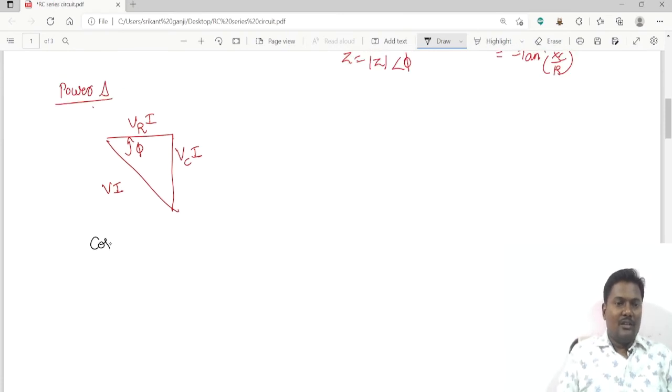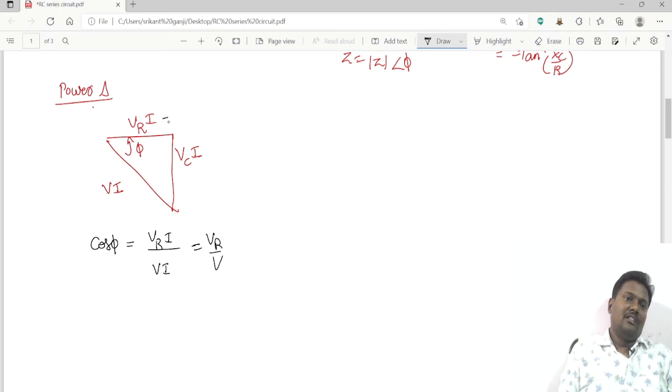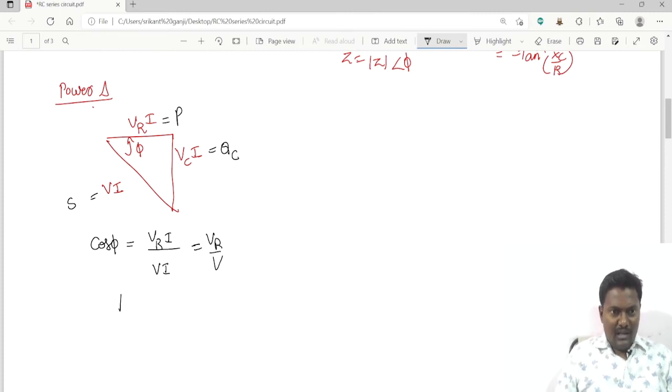And cos phi is equal to VR divided by V, that is, VR divided by V. This power is called the active power, this power is called the capacitive reactive power, and S is the complex power or apparent power. And active power is equal to VR into I.